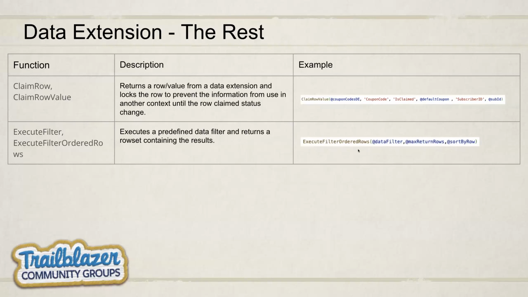But if you also wanted to order the rows that are returned by the filter, then you can do so using execute filter order rows. You can also specify how many of those rows you want to return. This is the top values if you are used to SQL. So match the filter, get top max return rows values, and sort by row. Okay, so if you want to sort by first name, this would be first name. If you want to sort by first name descending, this would be first name DESC, just like in SQL.